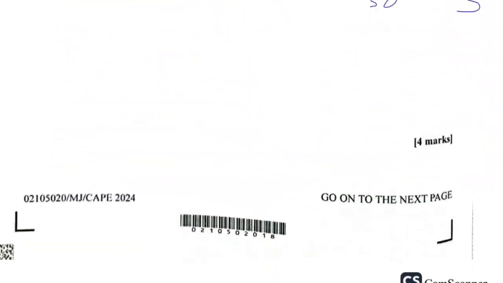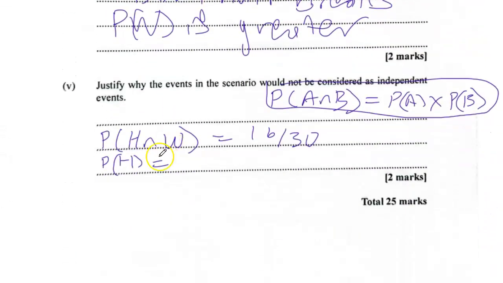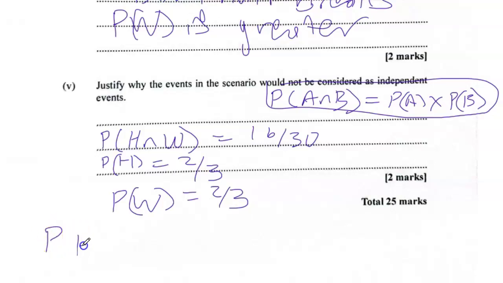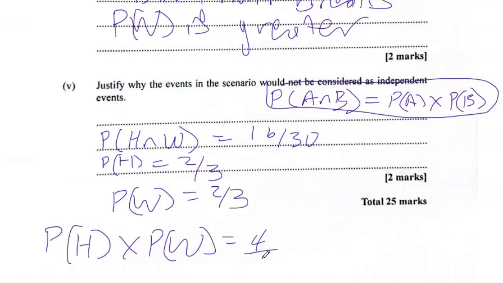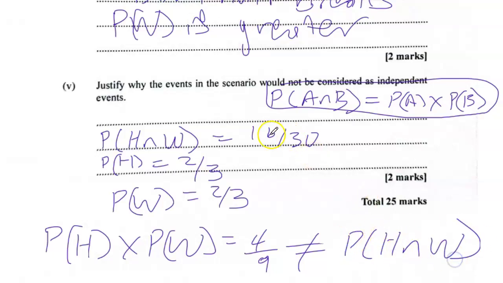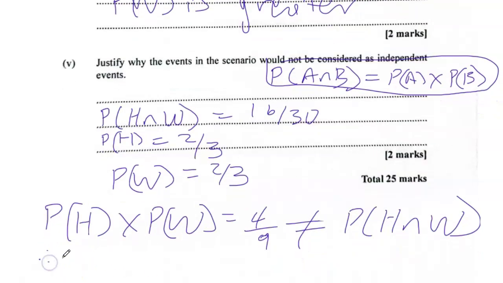So the probability of half break was 2/3, and the probability of a wicket was also 2/3. So if you multiply the probability of a half break times the probability of a wicket, you get 2/3 times 2/3, that's 4/9. And notice this is not equal to the probability of half break and wicket, which is 16 over 30. So therefore, not independent.